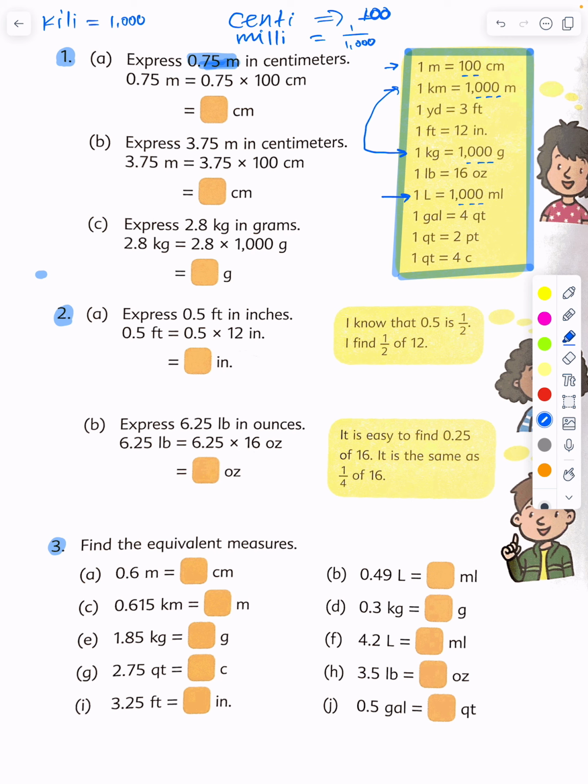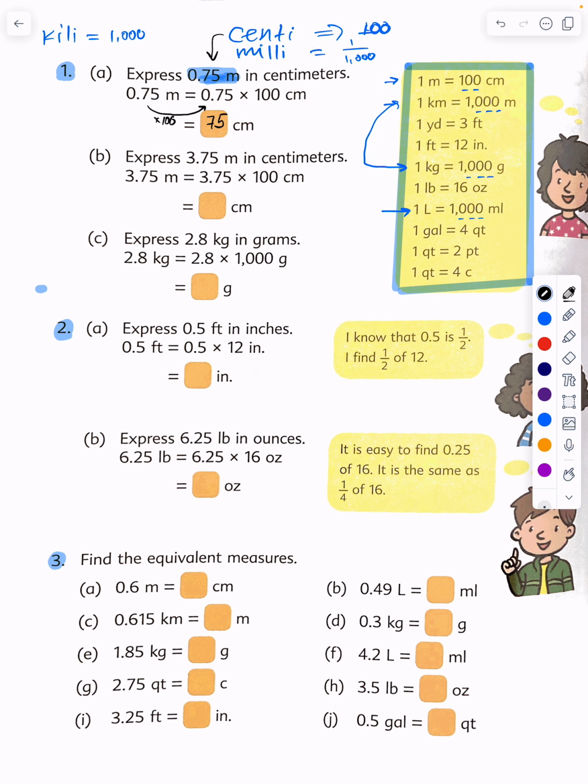So let's go. Express 0.75 meters in centimeters. Now, the word express really means to convert, to translate. My friends, remember, centi is 100 parts. Therefore, what we do is we multiply meters times 100 and we get 75 centimeters. 75 centimeters. Now, express 3.75 meters in centimeters. Well, we see this is a mixed fraction. We have a whole part and a fractional piece. And of course, 3 meters will be 300 centimeters, and 0.75 we just translated above. So it's 375. We add the two parts together.